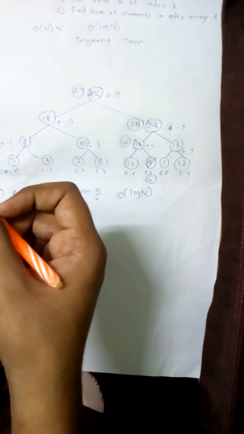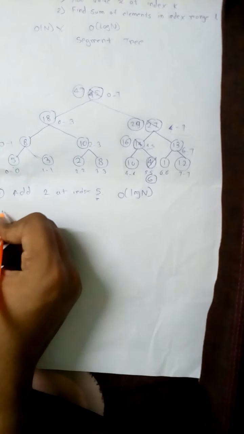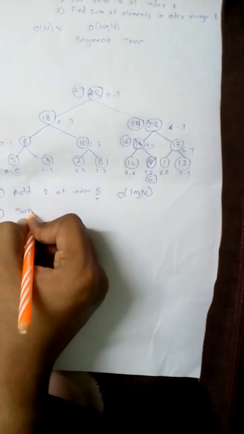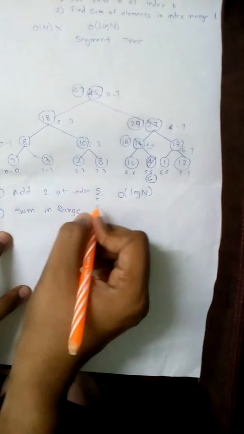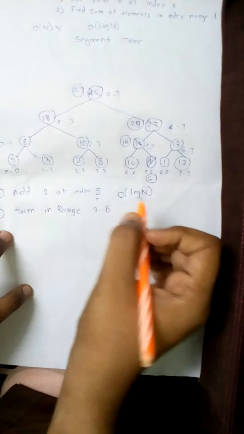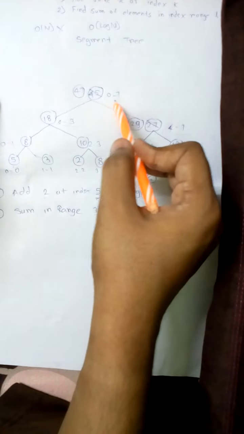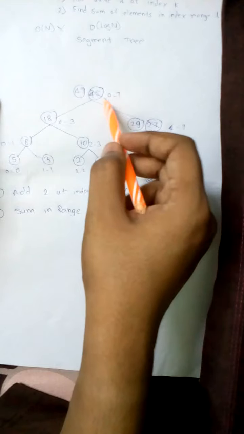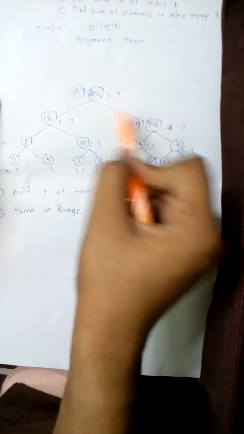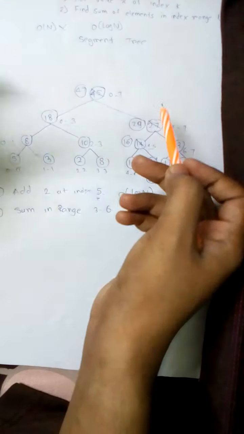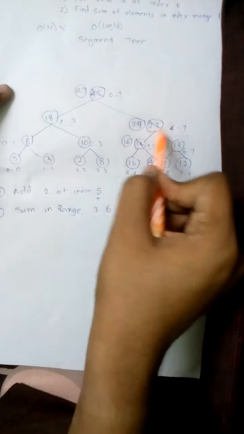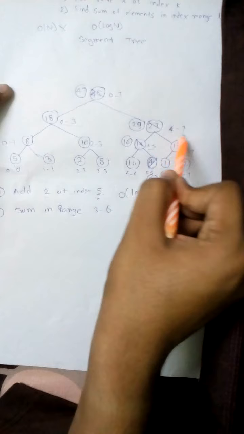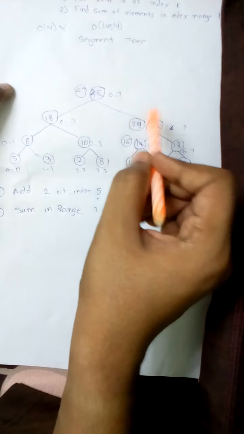Similarly, we will do the same for the sum query. For example, if you want to find the sum in the range 3 to 6, we will go from the top node. We will check if 3 to 6 is in both sides, or whether it's overlapping or not. So the index 3 lies in this range, and 4 to 6 lies in this range, so we need to go to both sides.